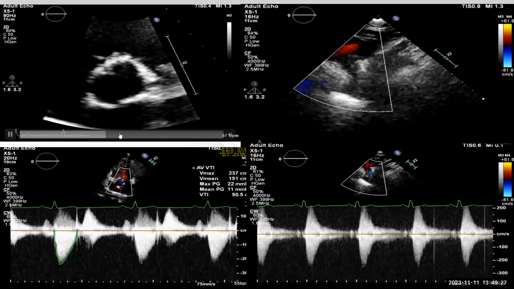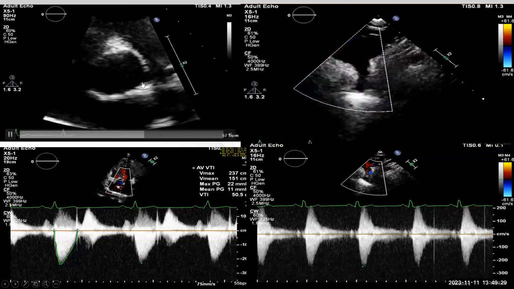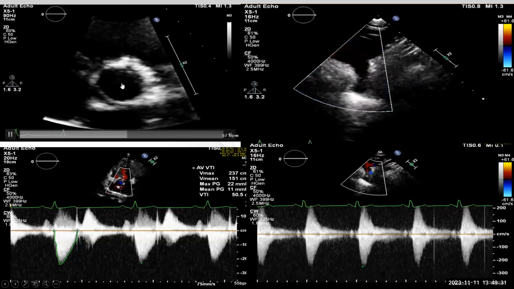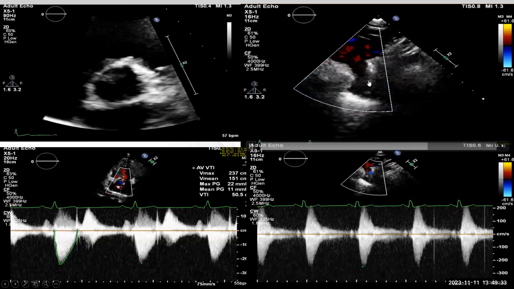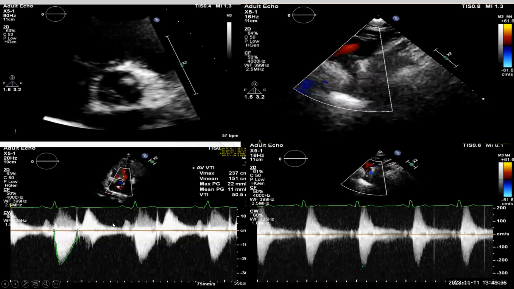You notice I did not bring any flow across the aortic valve. This is just 2D. This is the aortic arch. But what's the grade of this AR? What do you think?